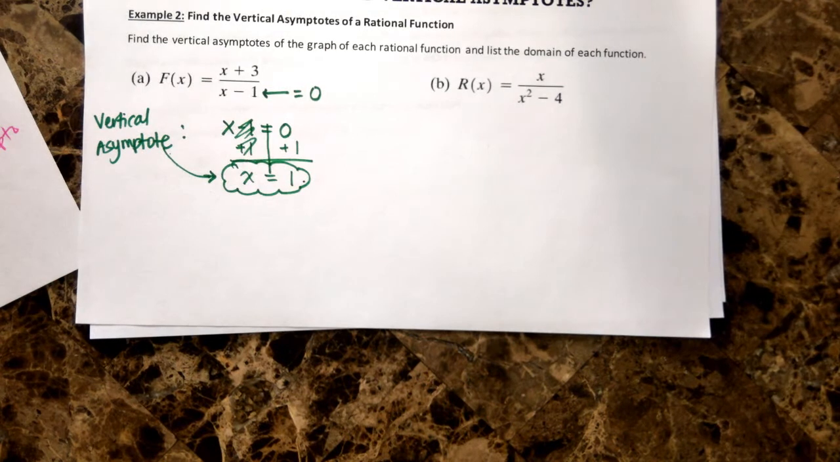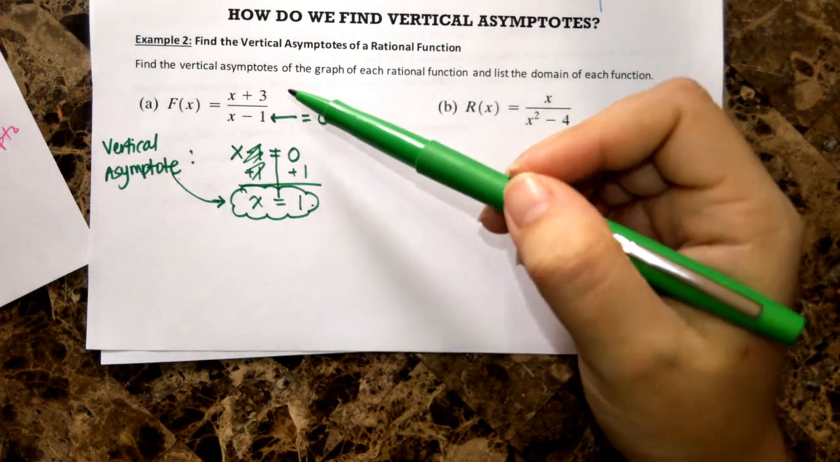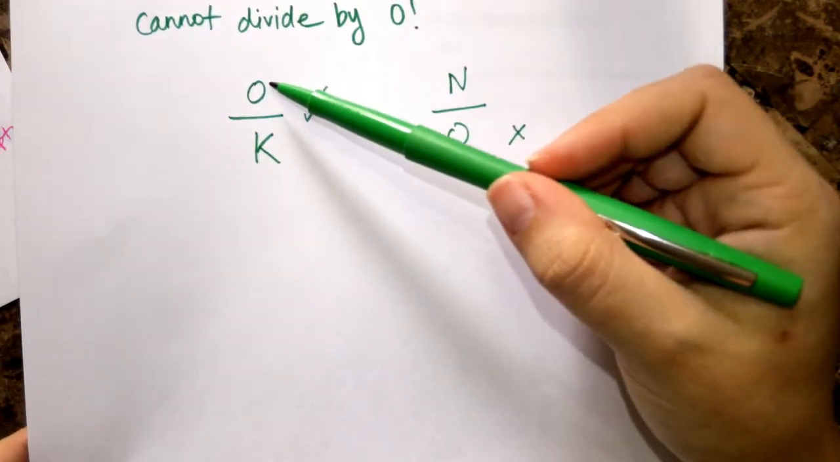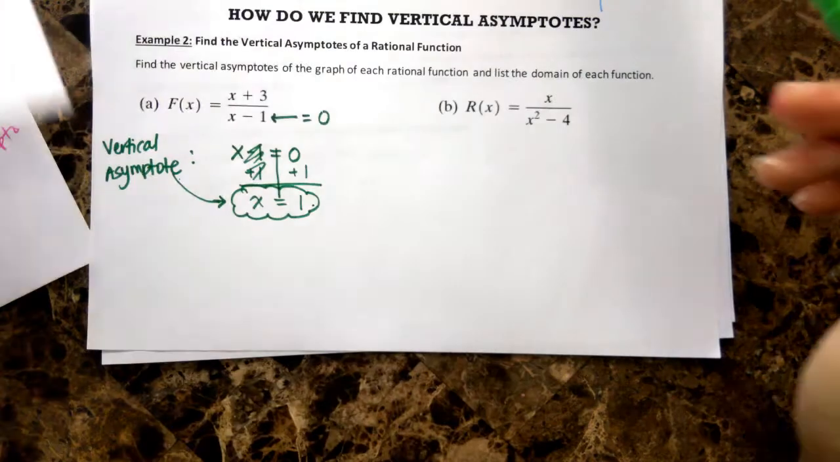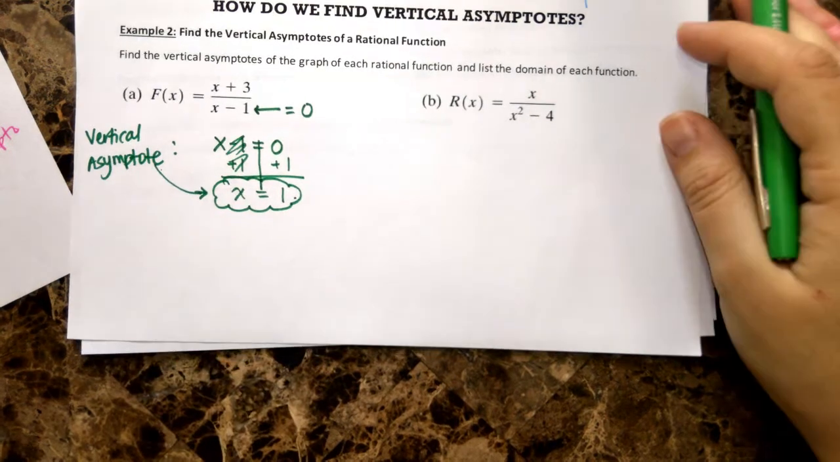Okay. Now you might be wondering, what about the numerator? Do we have to look at when the numerator is equal to 0? No, you only care about when is the denominator equal to 0. It's okay to have 0 on the numerator. It's just not okay to have 0 on the denominator. So that would be our vertical asymptote.